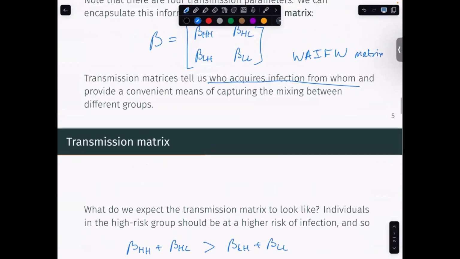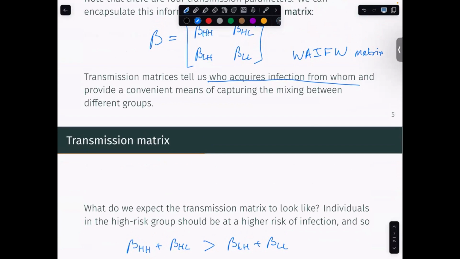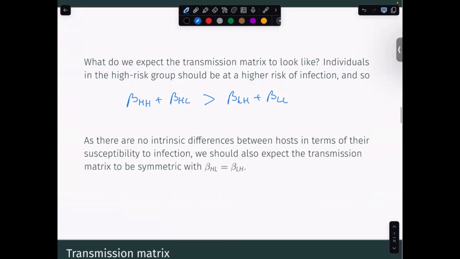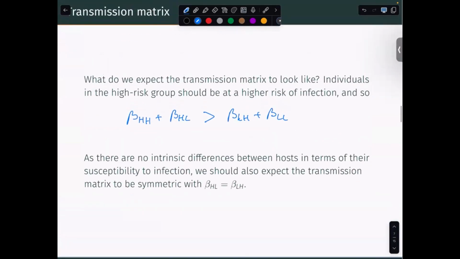So the sum of the first row should be greater than the sum of this, right? Because they're high risk by definition. If it was the other way around, you'd end up with this slightly perverse scenario where your low risk individuals had a higher transmission rate to them than the high risk individuals. So it doesn't really make sense to call them low risk.